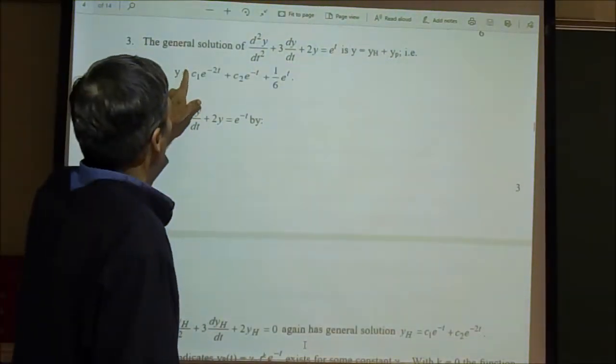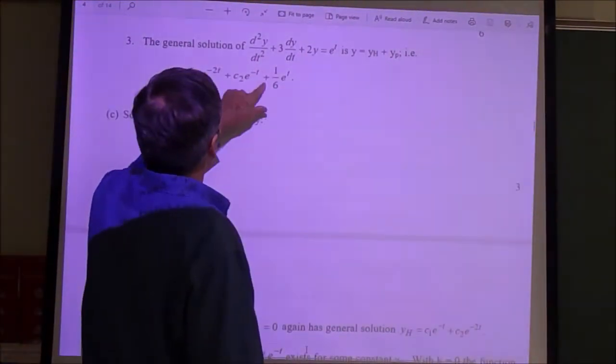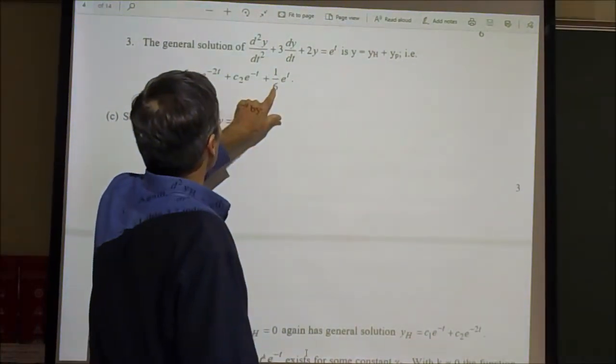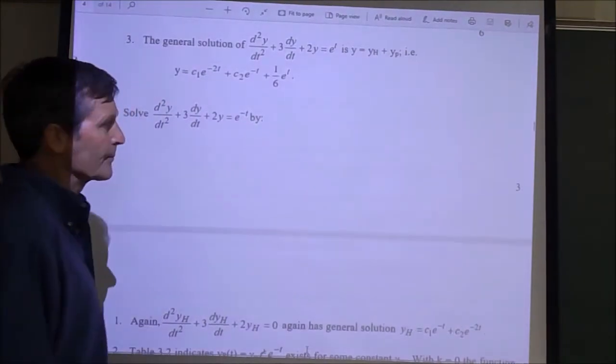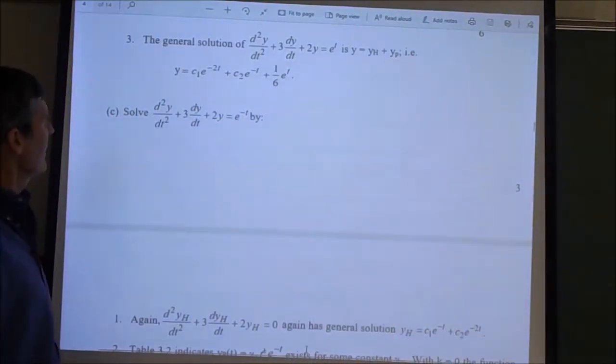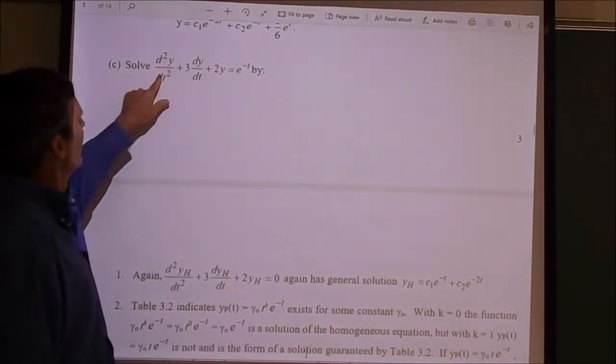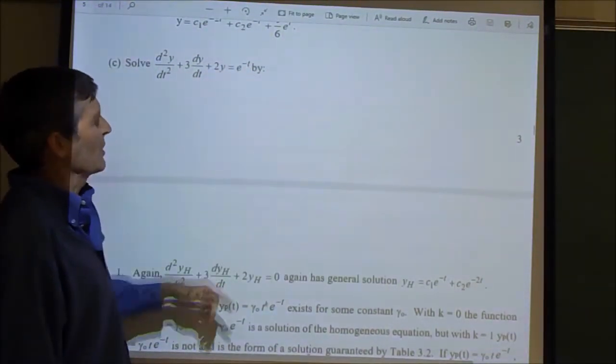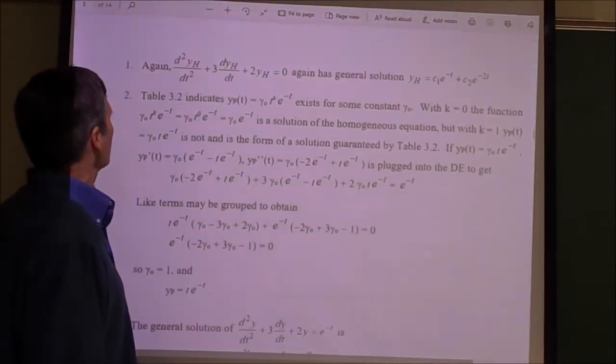Here's the general solution then. Y is the general solution of the associated homogeneous problem plus the one particular solution we found. Well, how about this one? Y double prime plus 3y prime plus 2y equals e to the minus t. That looks just about like the last one. Maybe the solution is about the same.